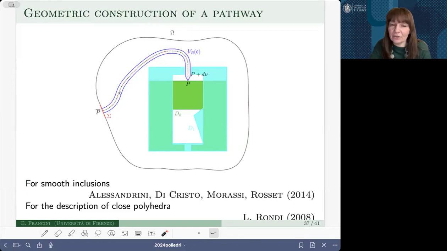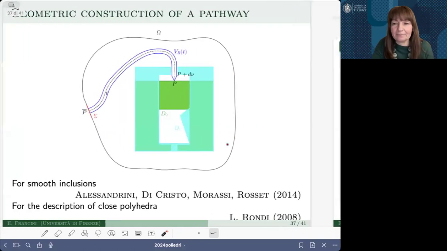This had already been done for smooth inclusions by Alessandrini, Di Cristo, Morassi, and Rosset in the result of stability for smooth inclusions. But in this case, we could not use this result because you need some regularity assumption on the intersection of two inclusions, which was not available here. But we found this paper by Luca Rondi in which he makes a very precise description of what happens if you intersect two polyhedra, and this was very useful to prove this result.